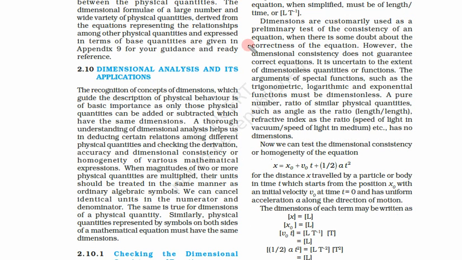Dimensions are customarily used in a preliminary test of consistency of an equation. What is the meaning of this? Before using any equation, we first check whether it is dimensionally correct or not. If there is some doubt about the correctness of an equation, suppose we have an equation and we see that it is not correct, what we do is first do the dimension test.